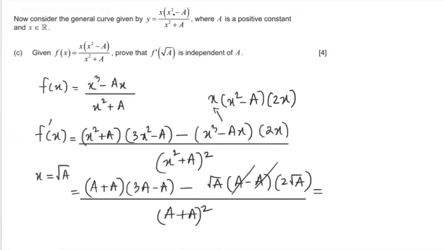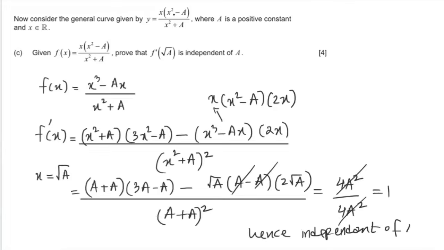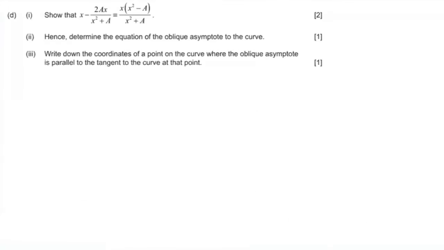So this will become, this is a 2a and times a 2a, which is a 4a squared. And the denominator becomes 2a whole squared, which is 4a squared as well. Cancel this, and this is 1. Hence, this one does not have a dependence on a, it is independent of a.